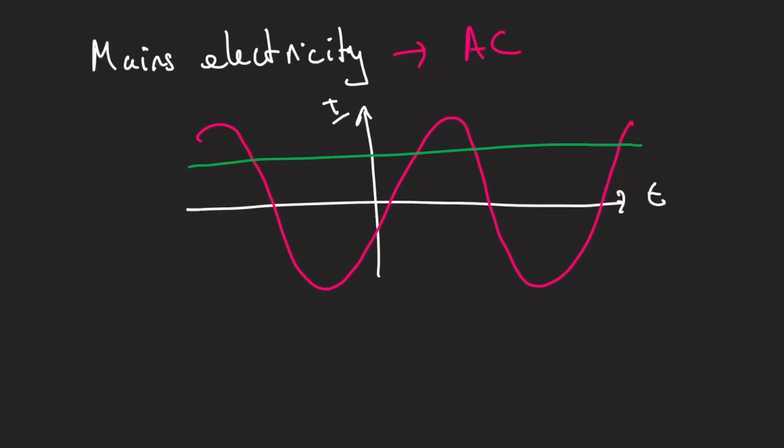So it might just look like that, right? You just have a kind of positive current the whole time. Okay, so that's what basically your battery supply would look like, the green line there.